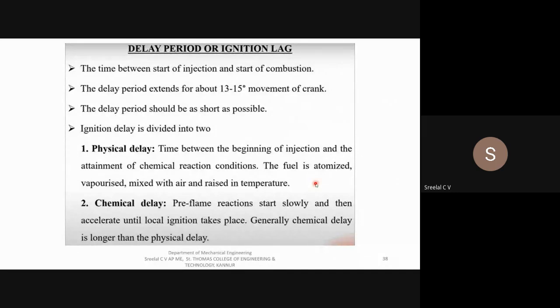Okay, next, the important factor. In the SI engines we were discussing ignition lag, the advanced timing and so on. Similarly, we have to understand more about the delay period. It is a very important term in the CI engine. The delay period is the time between the start of injection and the start of combustion. We already discussed that.